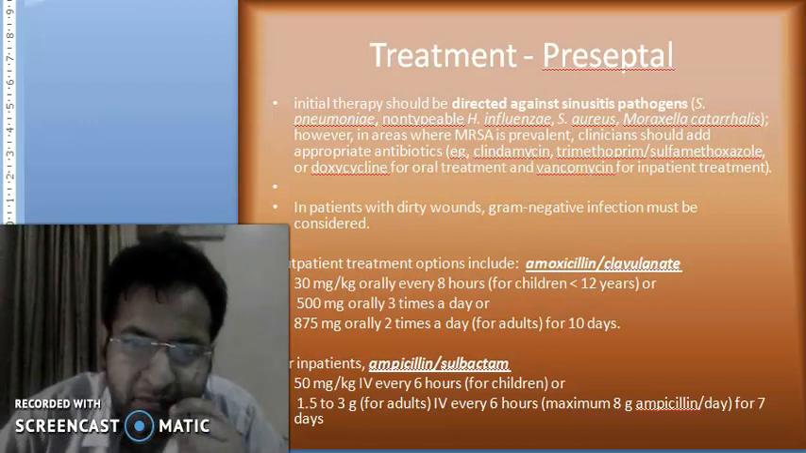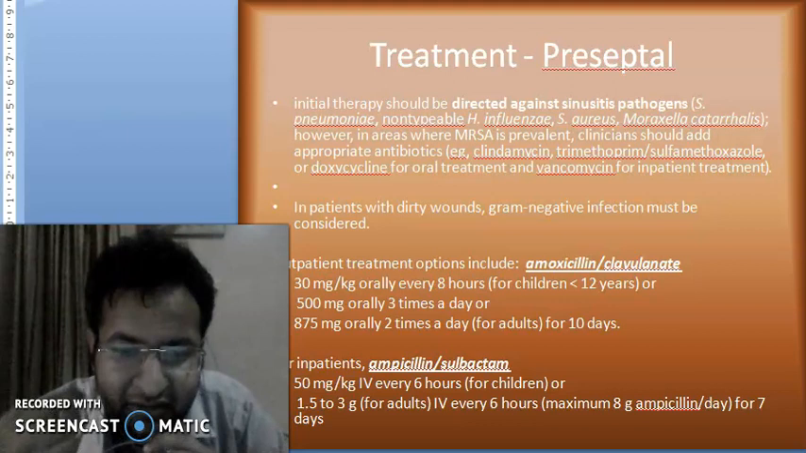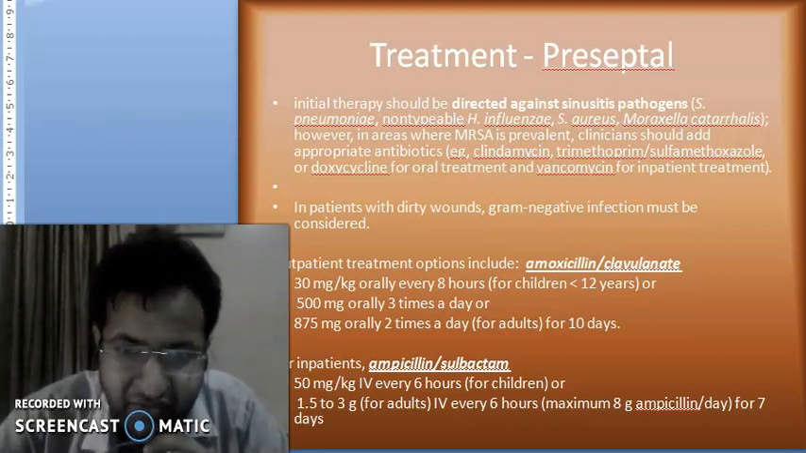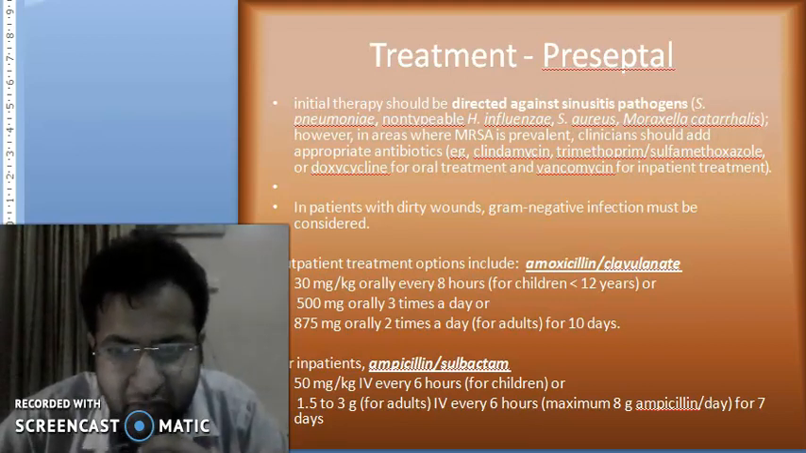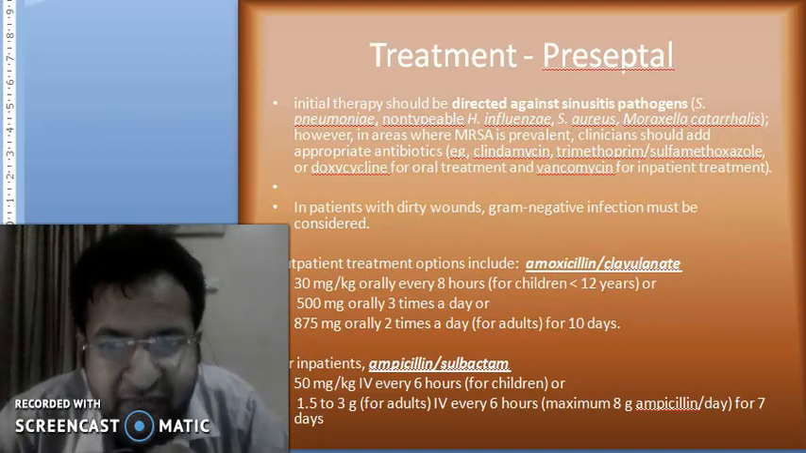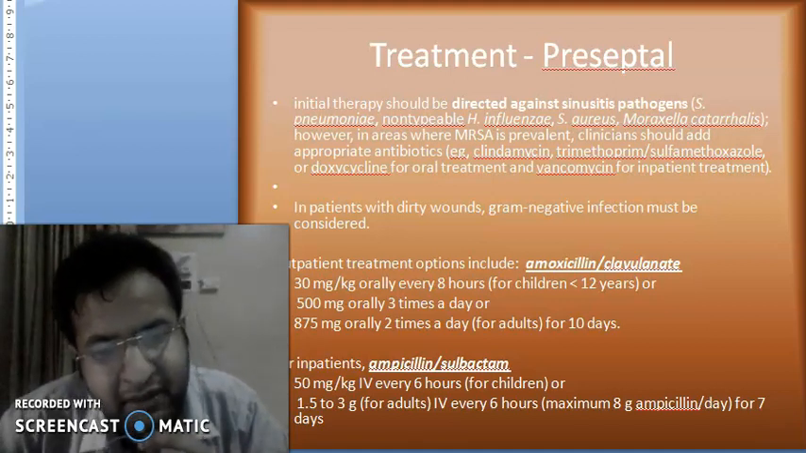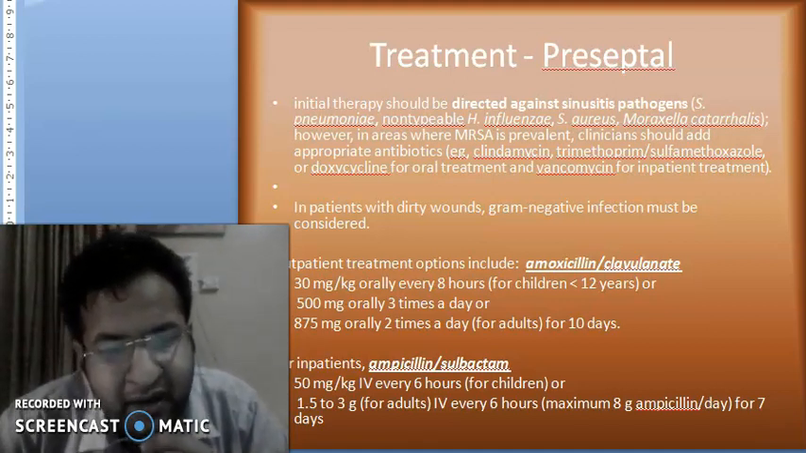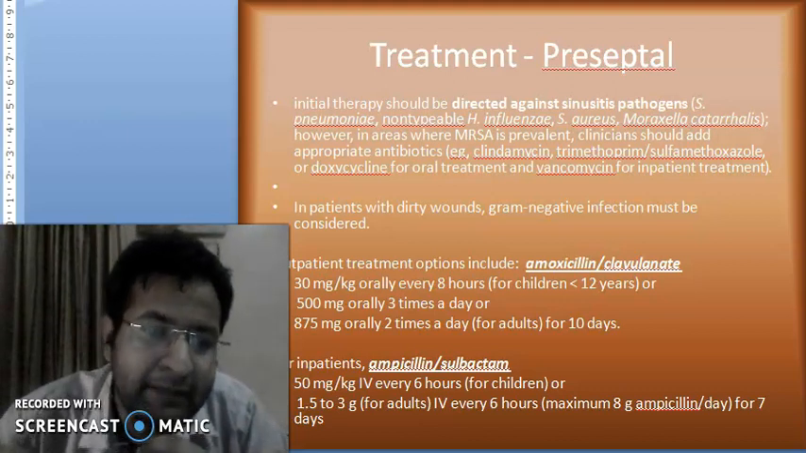What is the treatment of preseptal cellulitis? The initial therapy should be directed against the sinusitis pathogens, that is the paranasal sinus infections: Streptococcus pneumoniae, non-typeable Haemophilus influenzae, Staph aureus, Moraxella catarrhalis. However, in areas where MRSA infection is prevalent, clinicians should add appropriate antibiotics, for example clindamycin, trimethoprim-sulfamethoxazole, or doxycycline for oral treatment, and vancomycin in inpatients.